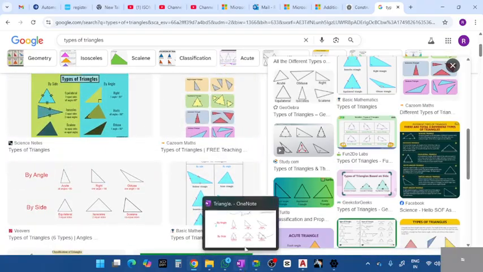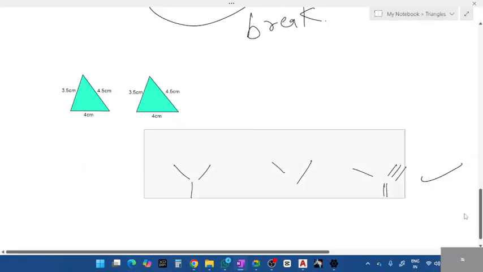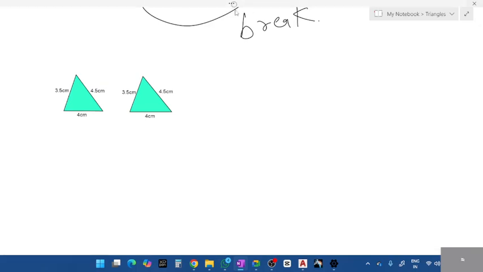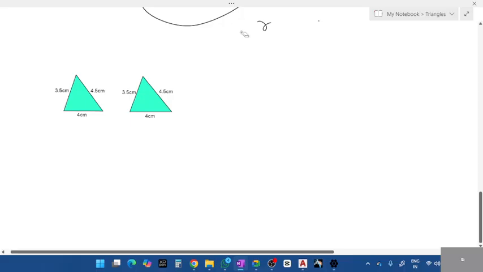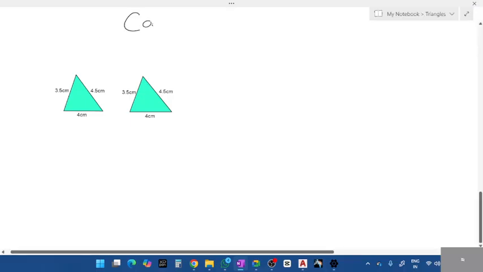Okay, next coming to the congruency part. Next is congruency. All this time we were studying only about a single triangle, students. We used to study only about one triangle. This is the main concept: congruency of triangle.